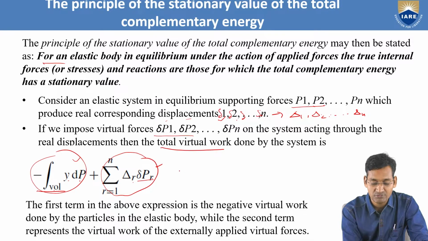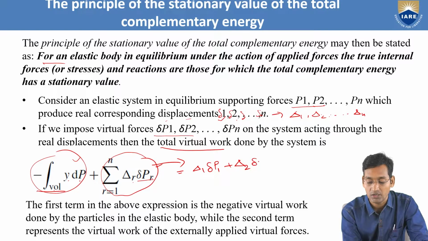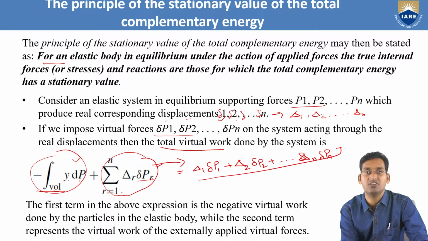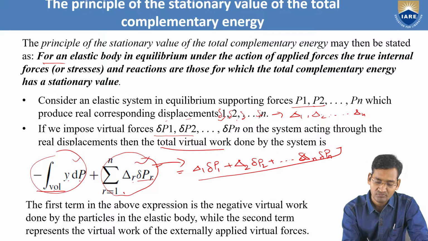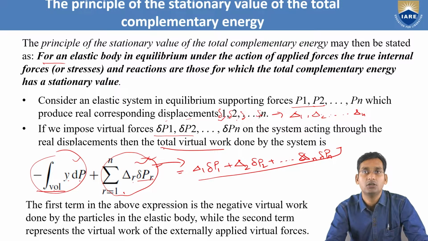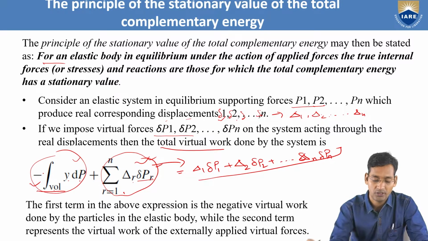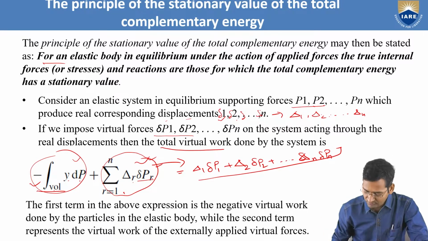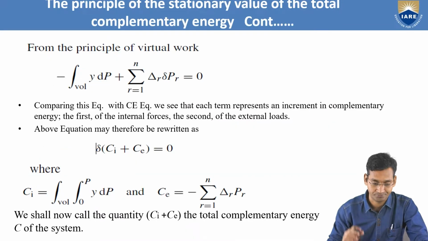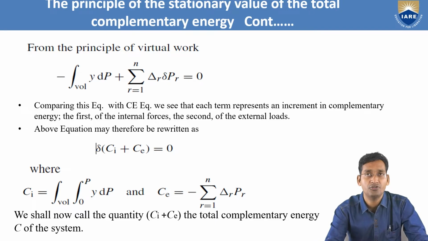So I am just writing how we can write this: from 1 to R is delta 1 delta P1 plus delta 2 delta P2, and so on up to delta n delta Pn. Instead of writing it all out, we write it in summarized way. This is because of the virtual load, and this is the virtual work done by the particles internally. Now, from the principle of virtual work done, what?